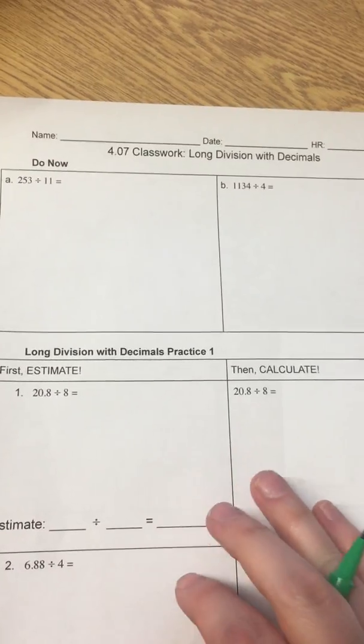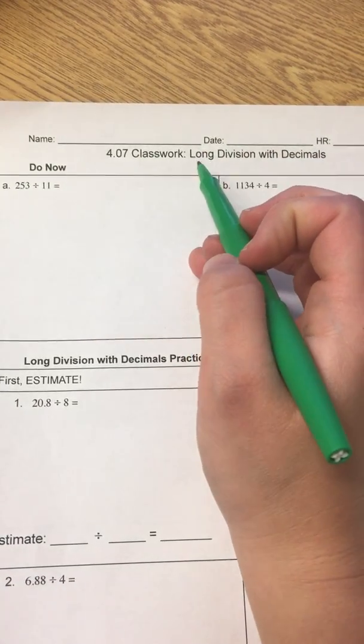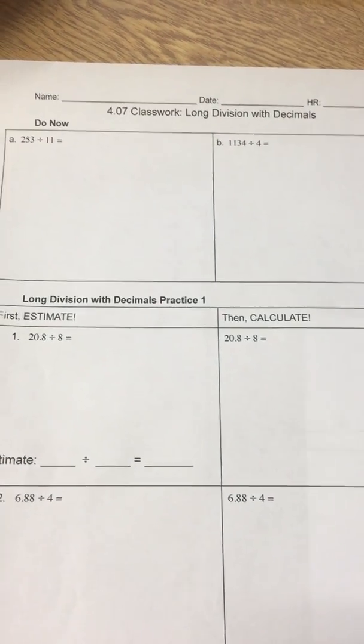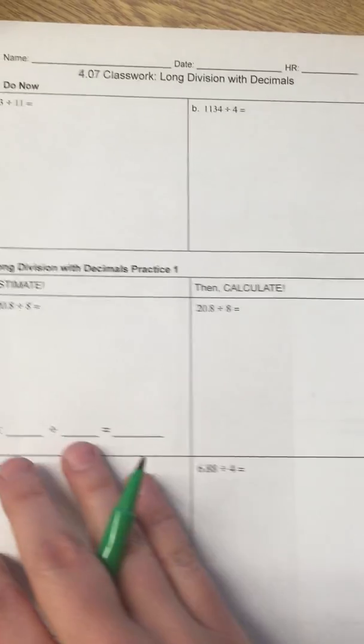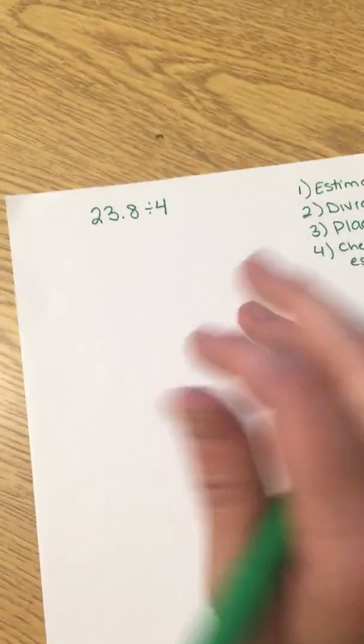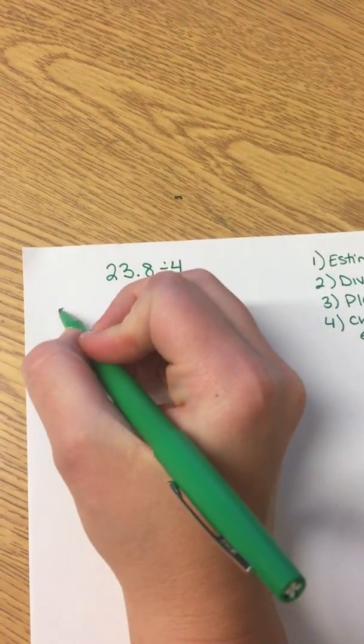All right, today we are working on the classwork 4.07, long division with decimals. So it's actually pretty similar to division without decimals, and we're going to do an example together. Hopefully you have these steps from your notes. So those are our steps for dividing decimals. We're going to do the first step, estimate.